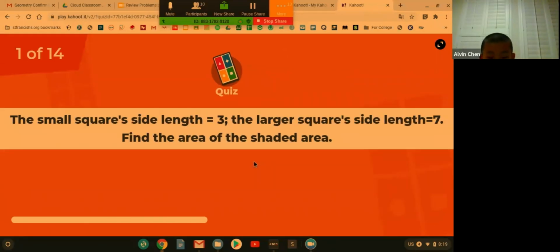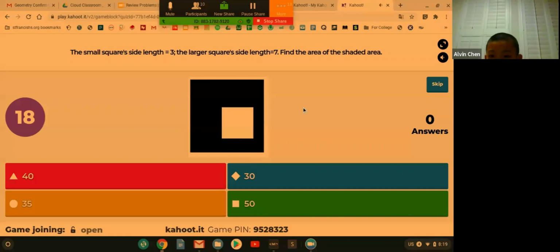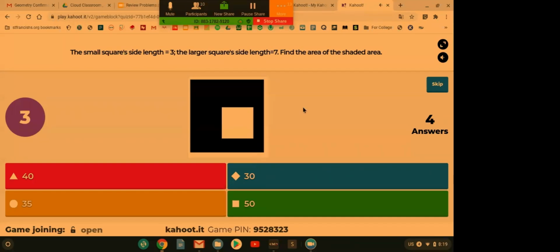The small square side length equals 3. The larger square side length equals 7. Find the area of the shaded area. Oh my gosh. Whoever gets this wrong will be grounded for a century. A century? You'd be dead by then.